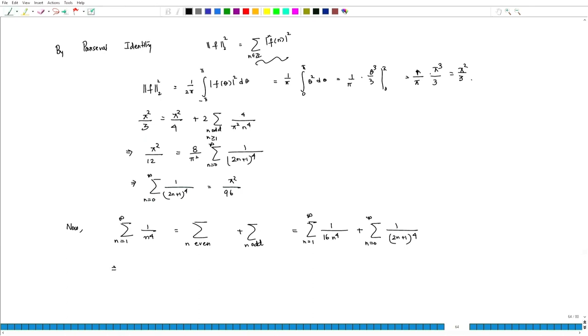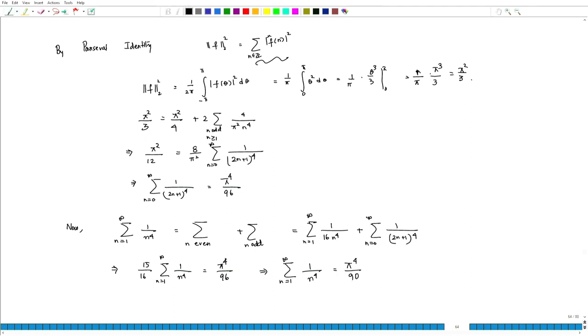So now if I bring it to this side, which is going to be 15 by 16 summation over n from 1 to infinity 1 by n to the power 4, this is equal to, we have got pi square by 96. So this implies that summation over n 1 to infinity 1 by n to the power 4, this is pi 4. I have made a mistake over here. When it goes to this side, I will get a 4 here. Pi to the power 4. So this is pi to the power 4, and therefore this is equal to pi to the power 4 by 90.